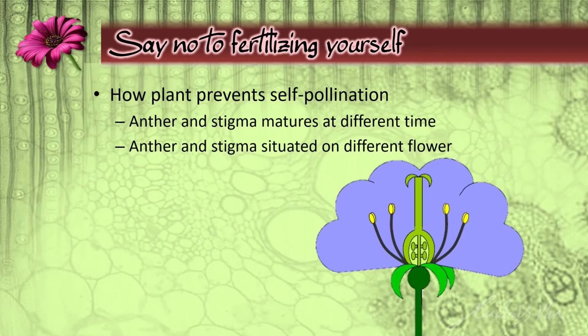Some flowers have anther and stigma situated on different flowers, so this will reduce the chance of self-pollination. And you can see the flower down here, the stigma is actually above the anther. This will help to reduce the chance of self-pollination, because if the pollen grain were to fall, it will not fall onto the stigma since the stigma is taller. So these are some of the features which the plant took to prevent self-pollination.